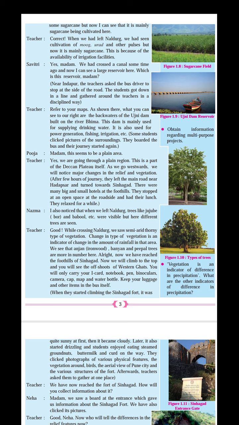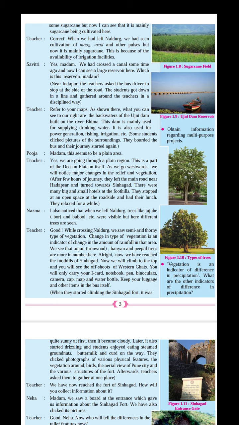Babul is an important fodder tree which grows in areas where there is scanty rainfall. But very different trees were seen, which they had not seen in Naldurg. In Naldurg, they could see semi-arid thorny types of vegetation. The vegetation of Naldurg was semi-arid because of scanty rainfall.